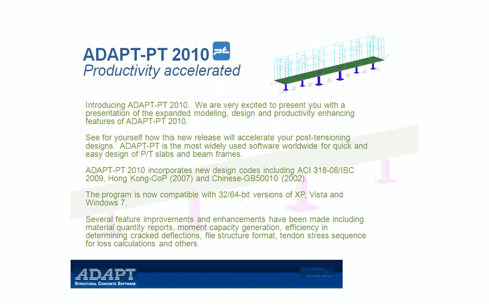Adapt PT is the most widely used software worldwide for quick and easy design of post-tension slabs and beam frames. PT2010 includes new design codes such as ACI 318, Hong Kong, and Chinese codes. The program is also now compatible with 32 and 64-bit systems, including XP, Vista, and Windows 7. Several feature improvements and enhancements have been made, including material quantity reporting, moment capacity generation, efficiency in determining crack deflections, file structure format, tendon stress sequence for loss calculations, and many others.